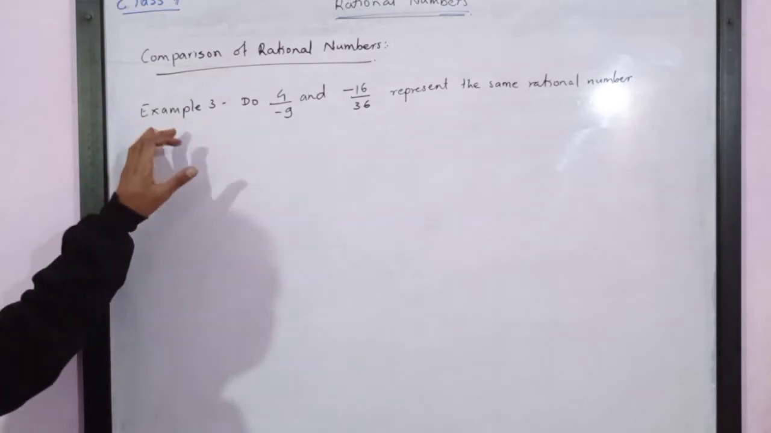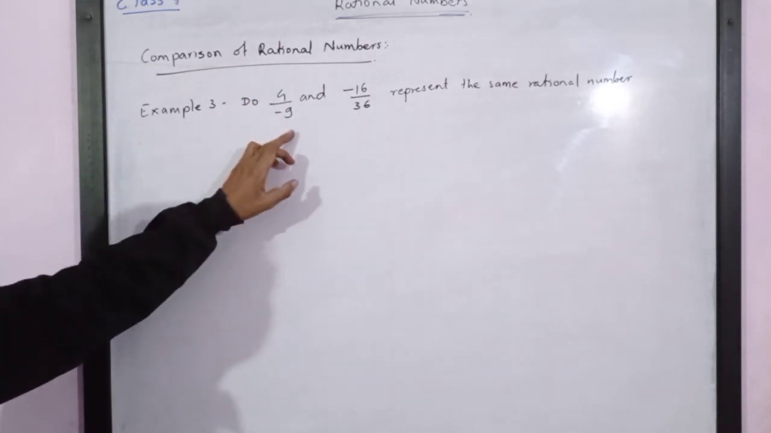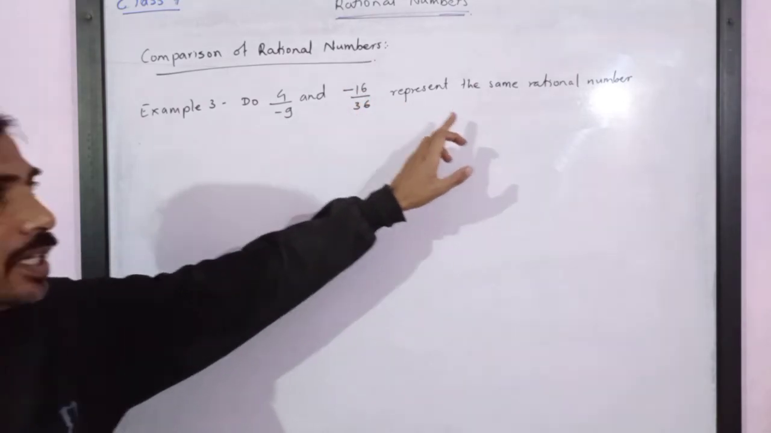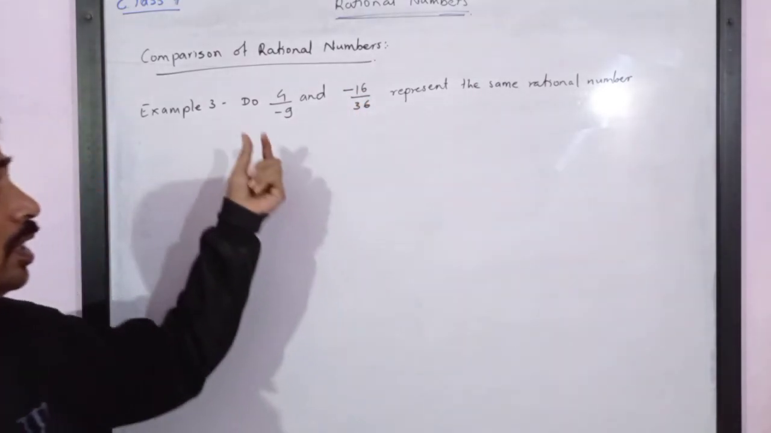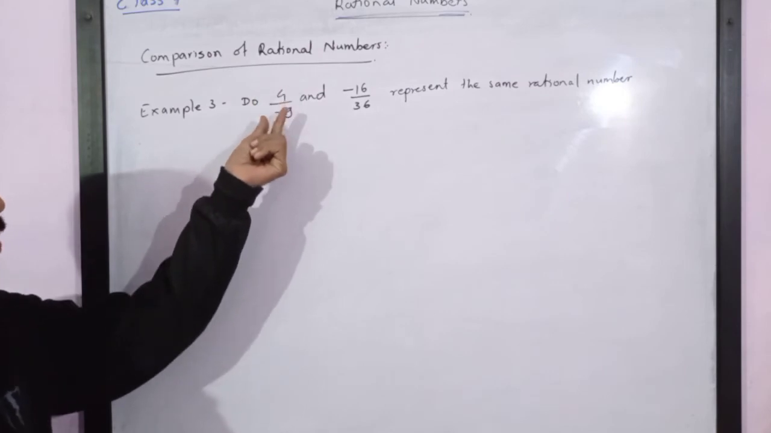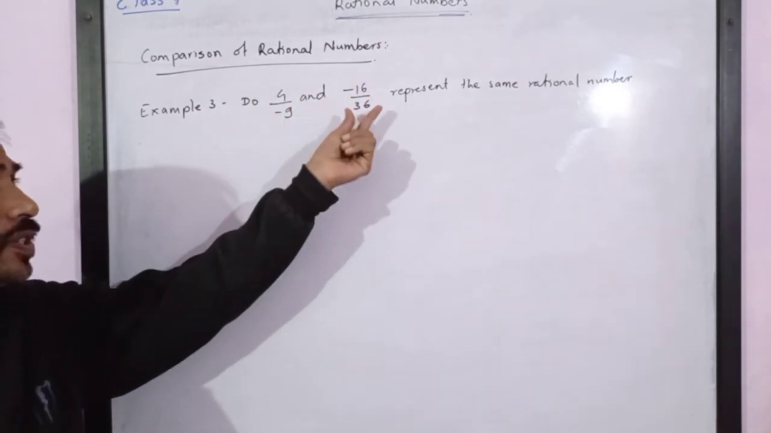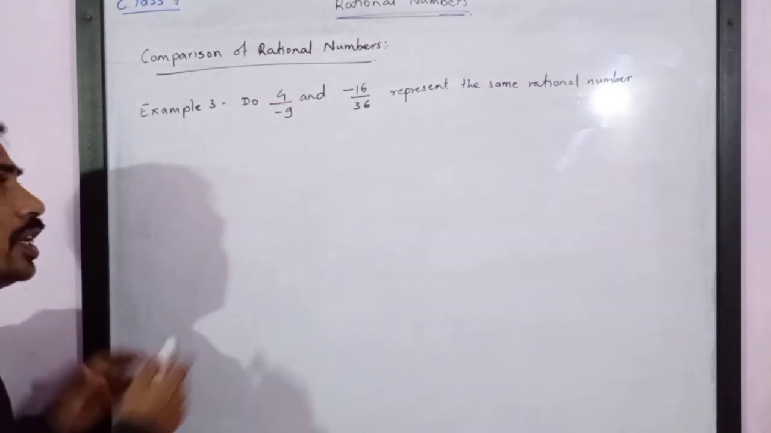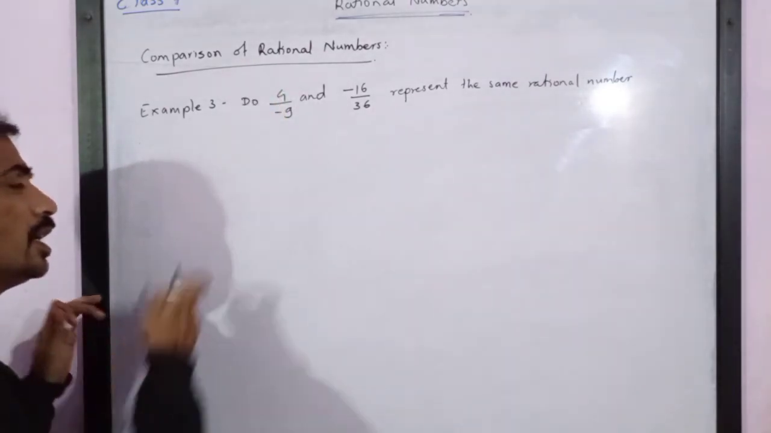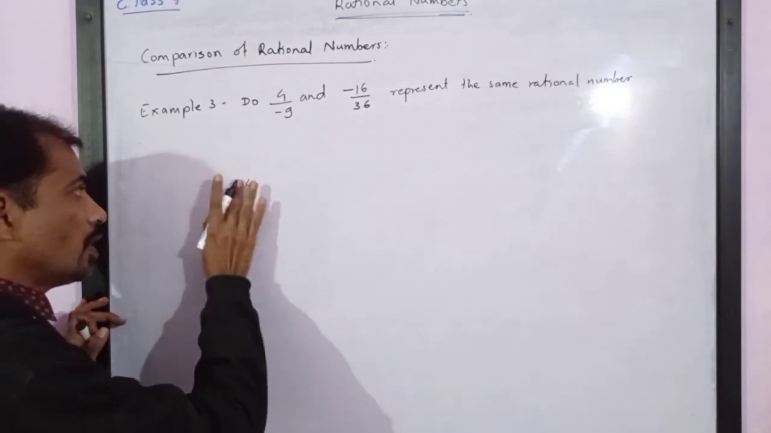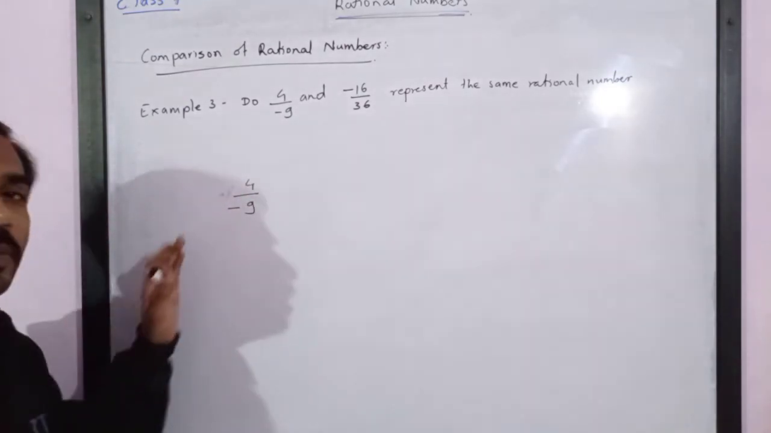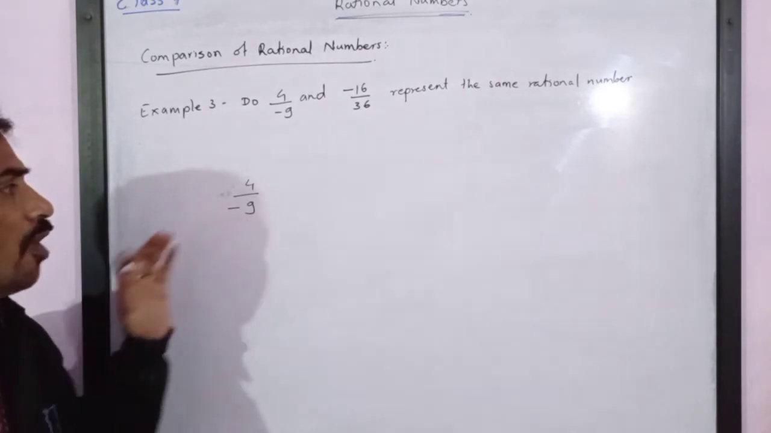Next question is example number 3. Do 4 upon negative 9 and negative 16 upon 36 represent the same rational number? So we are asked to compare 4 upon negative 9 and negative 16 upon 36. Now we know how to do the comparison. Please note here 4 upon negative 9 is not written in standard form. Here the denominator is negative, it means it is not written in standard form.